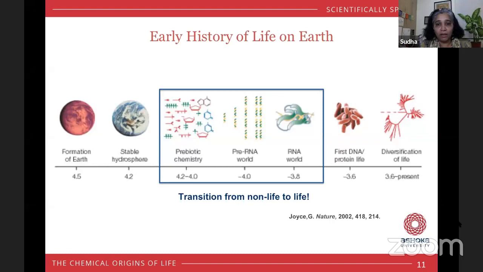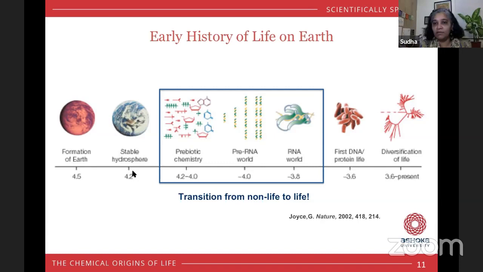I'm showing you that this transition from non-life to life, the transition from chemistry to biology, is predominantly thought to have happened between this time period, around 3.8 to 4.2 billion years ago, and now it's even moved closer to when the stable hydrosphere came about. So these processes are thought to have occurred within this period of time on the early Earth.